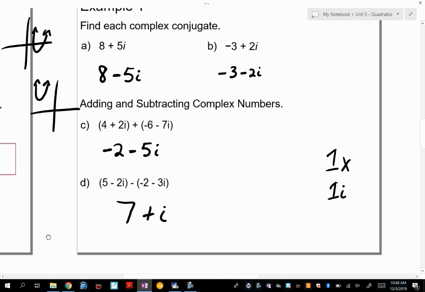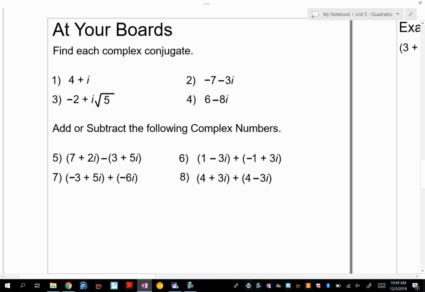5 minus negative 2 is 7, because subtracting a negative is actually addition. Remember those yellow things in the back are calculators if you need them for help. Any other questions? All right, so you're about to stand up to try these.